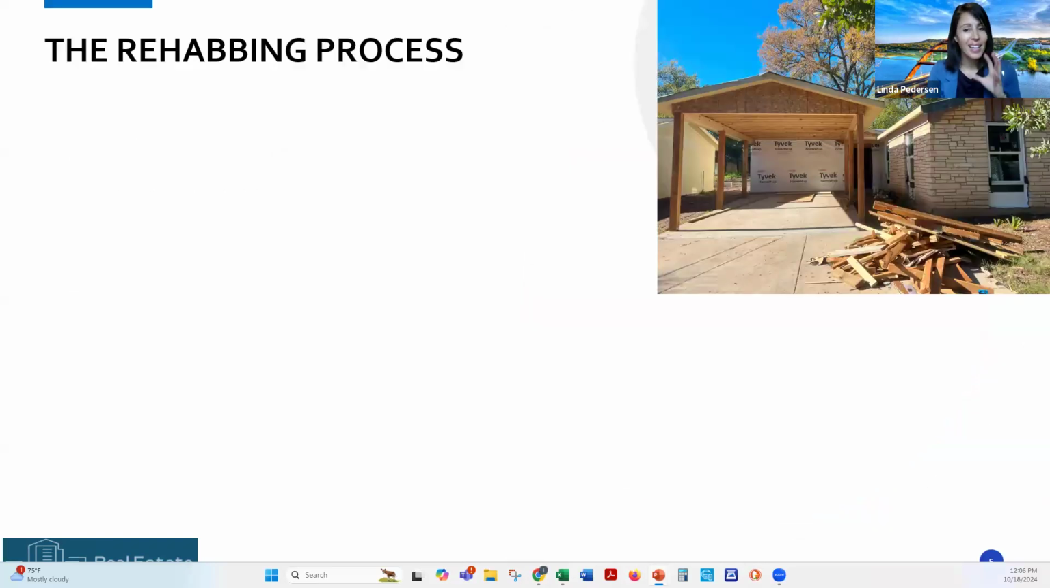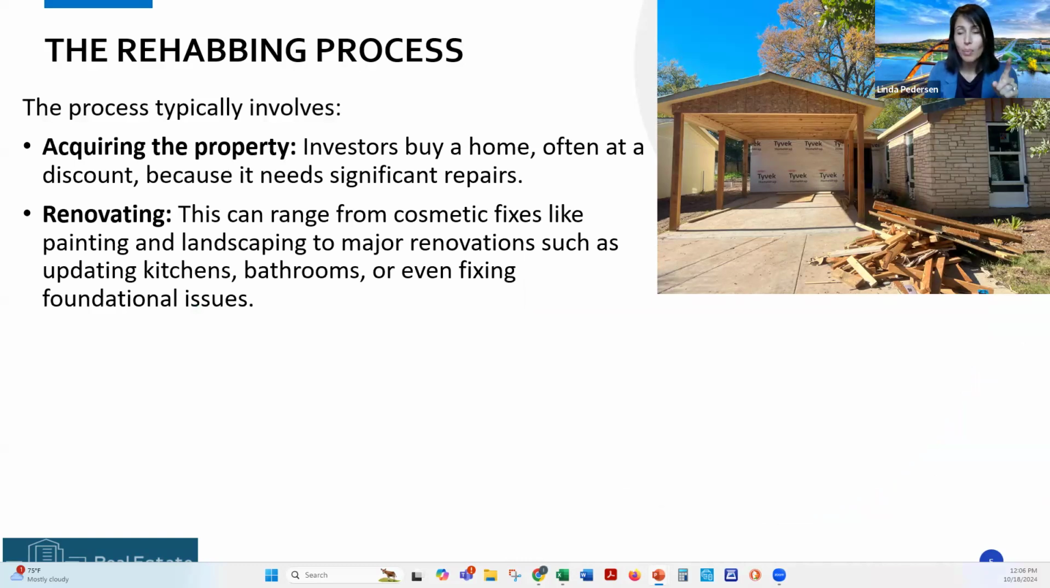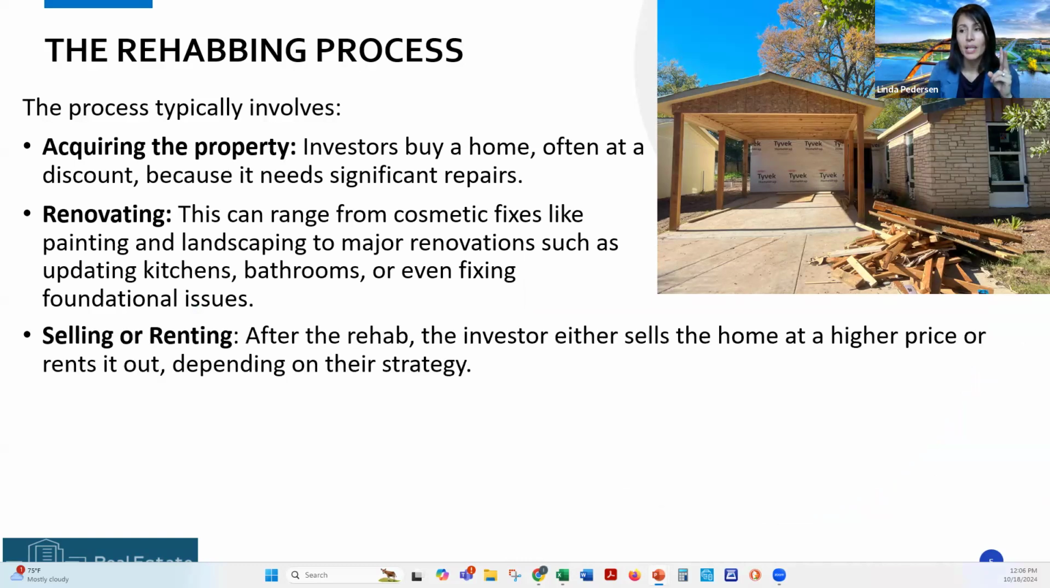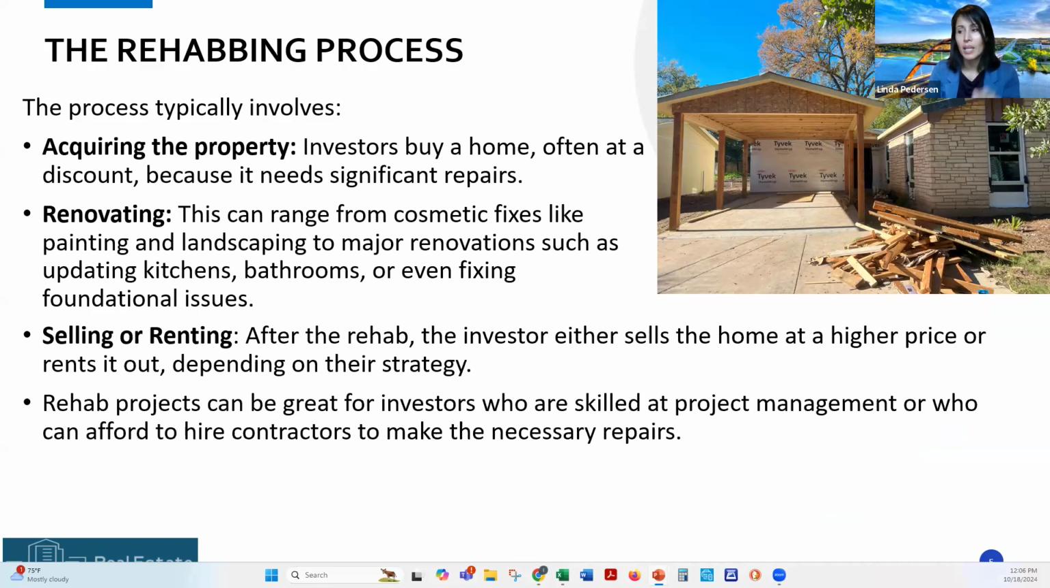So the rehabbing process, I covered this last week, but I wanted to recap it here for those who may have missed it or are still new to this. The process typically involves acquiring the property, renovating it, and then selling or renting it. Rehab projects are great for investors who are skilled at project management or can afford to hire contractors to make necessary repairs.